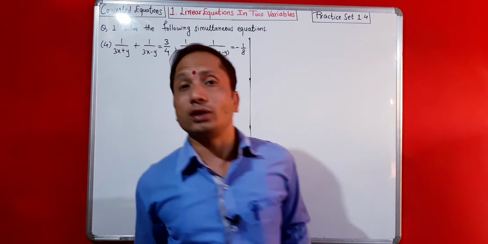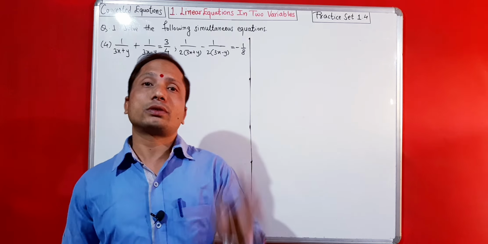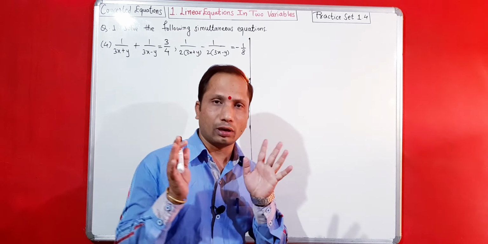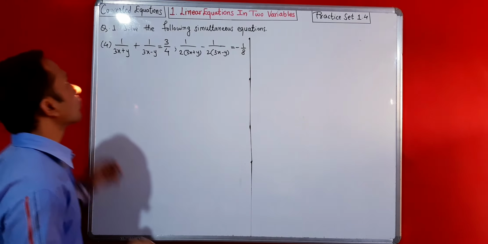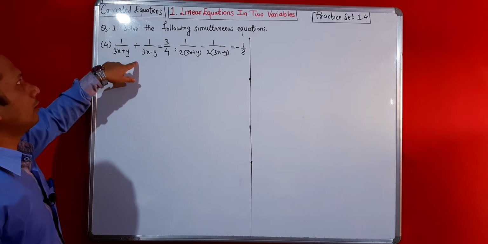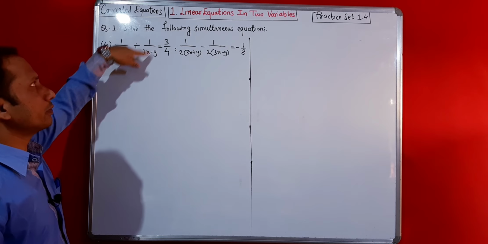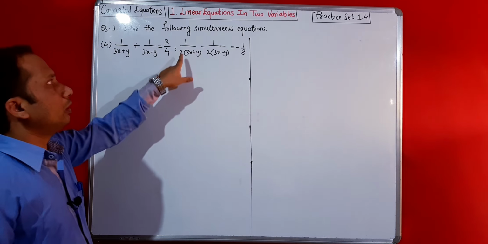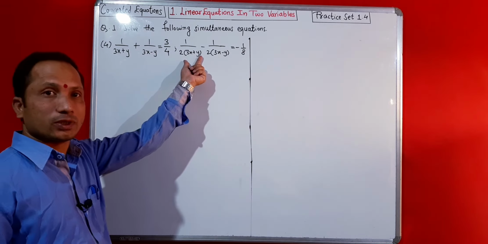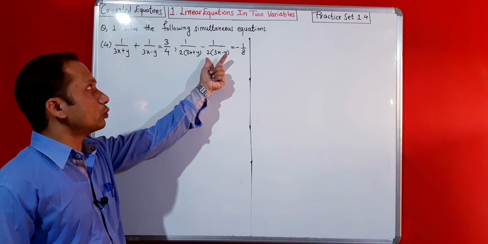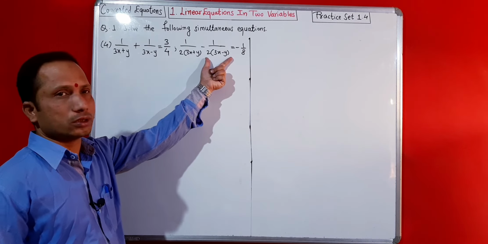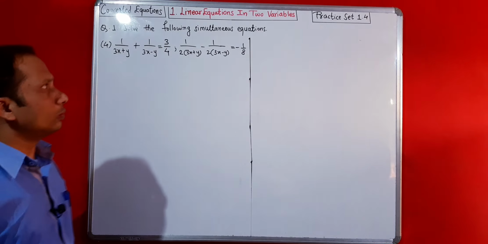Okay, now we'll solve the last problem, the fourth problem of this practice set 1.4, and then we'll complete this practice set. So 1 upon (3x plus y) plus 1 upon (3x minus y) is equal to 3 by 4, and 1 upon 2 into (3x plus y) minus 1 upon 2 into (3x minus y) is equal to minus 1 upon 8.